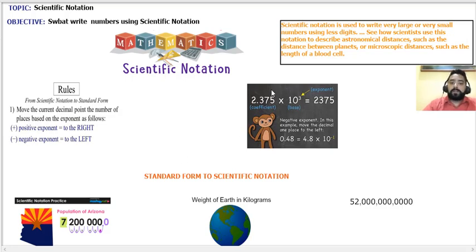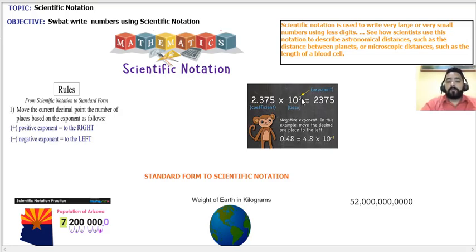Another thing that you have to identify in scientific notation is the coefficient. The coefficient is before the multiplication sign. Then we have the base, and in this case we are going to use base 10. The exponent means the number of times that we are going to multiply that base.